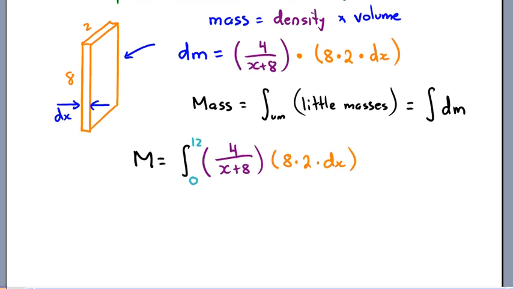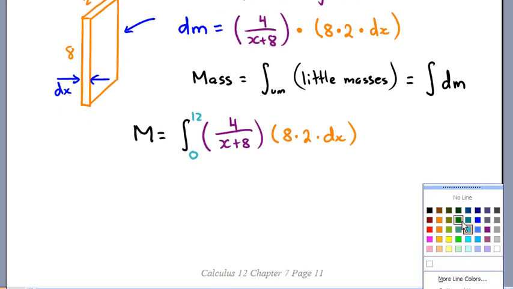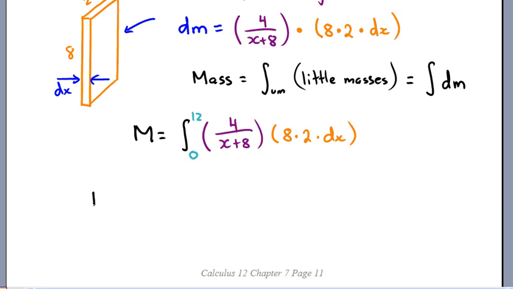I'm totally ready to go. I would probably just let my calculator do this, although we could do it by hand if we had to, right? So we're integrating from 0 to 12. Looks like we've got 8 times 4 times 2, 8, that's like 64, all on top of x plus 8 dx. Technically, that's an integration by substitution, but I kind of know how this thing's going to fall apart.